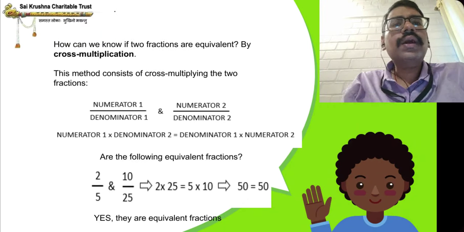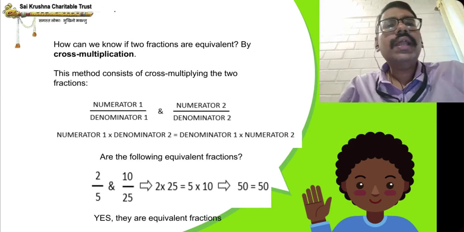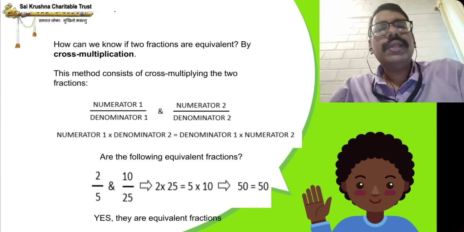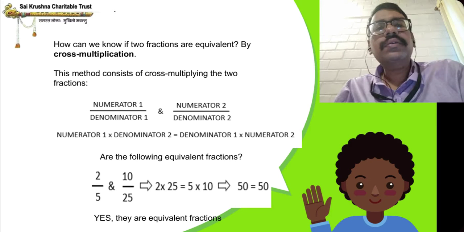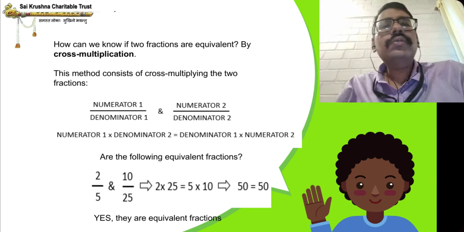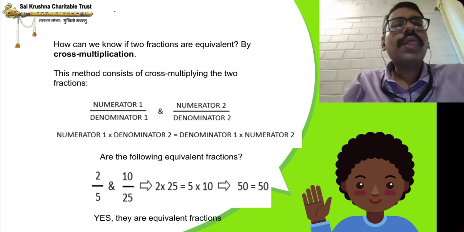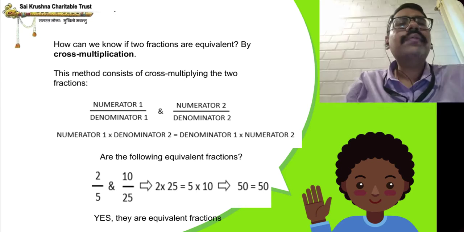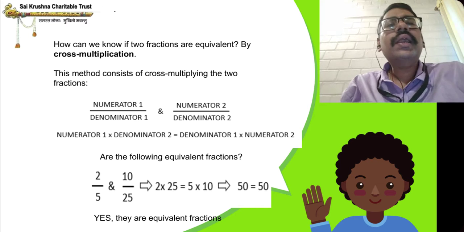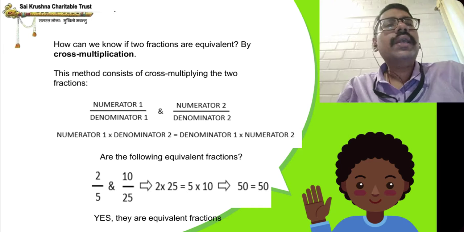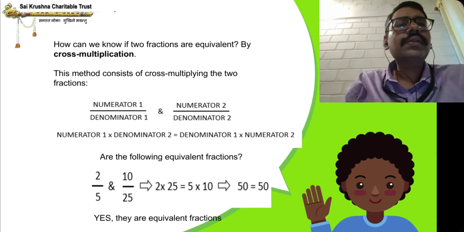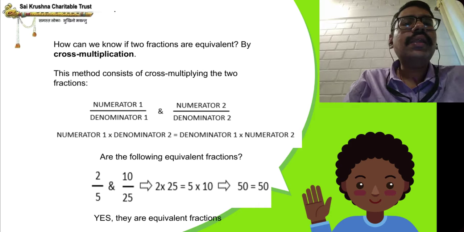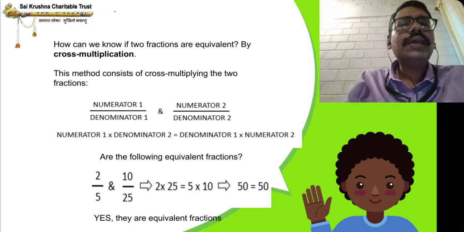Okay. Now, how do we know that fractions are equivalent? By cross multiplication. Cross multiplying the two fractions. What is the formula? Numerator 1 into denominator 2 is equal to denominator 1 into numerator 2. What is this numerator 1, denominator 1 and all? Numerator 1 means the numerator of the first fraction. Denominator 1 means the denominator of the first fraction. Numerator 2 is the numerator of the second fraction. Denominator 2, the denominator of the second fraction.